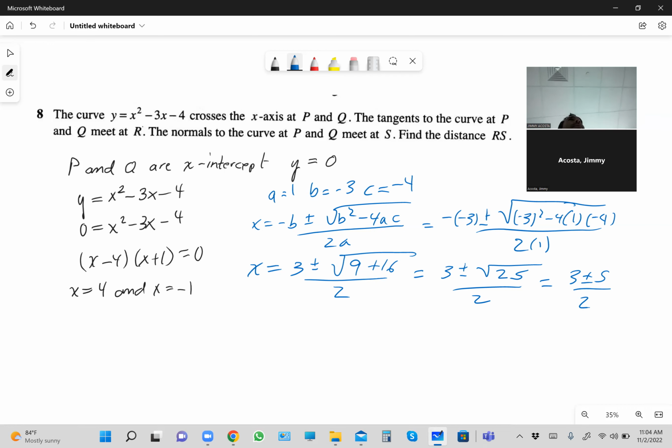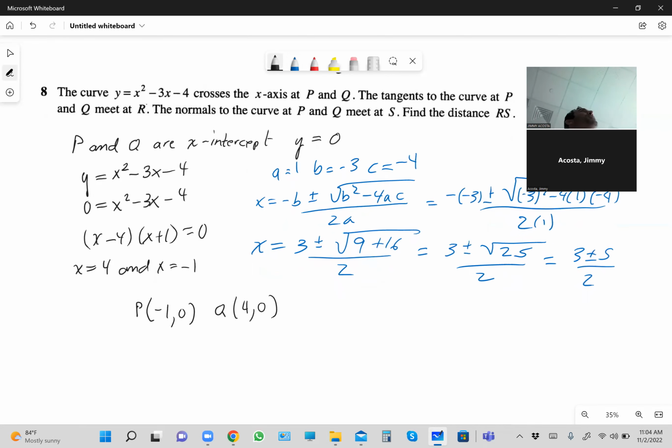Okay, good. So now the next part of this says, we got the points. The points are, let me go ahead and write them here. Point P will be -1, 0. Point Q will be 4, 0. You could write it the other way, but P comes before Q, so I count from left to right. I agree with what you're saying, however, I'm going to leave it that way. But I see what you're saying there.